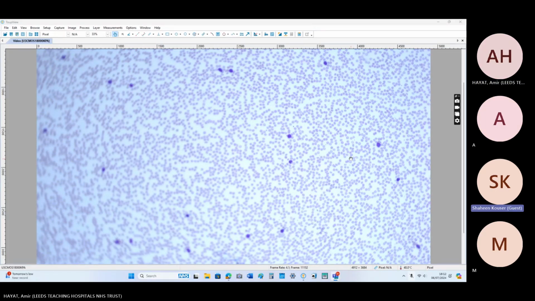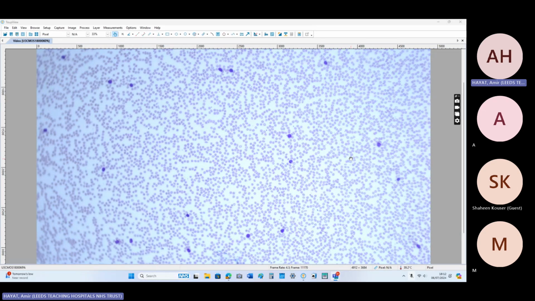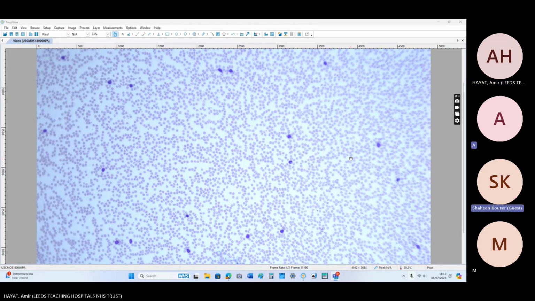Okay. So this is the first case. The screen is visible, right? Yes, but it's slightly blurred on the edges. I don't know why. It's okay. Concentrate on the central part.